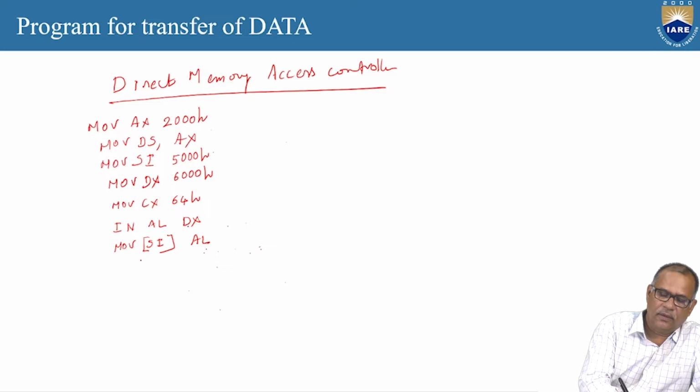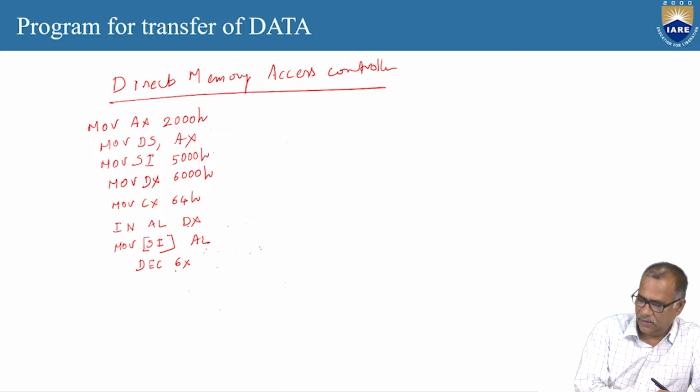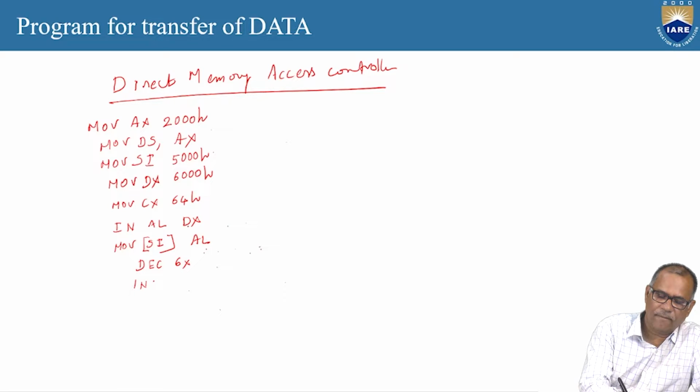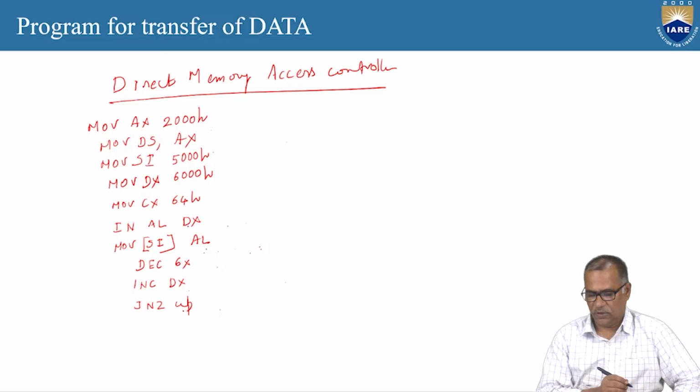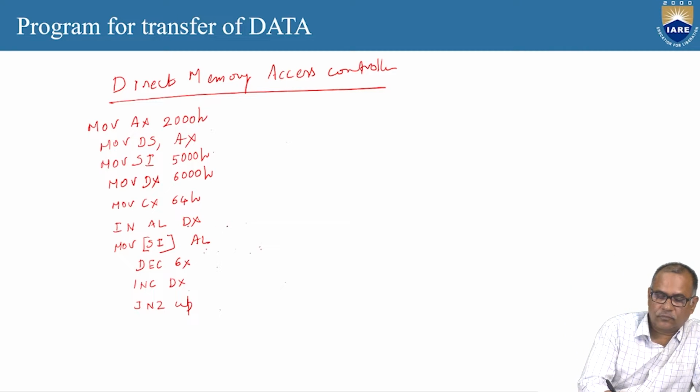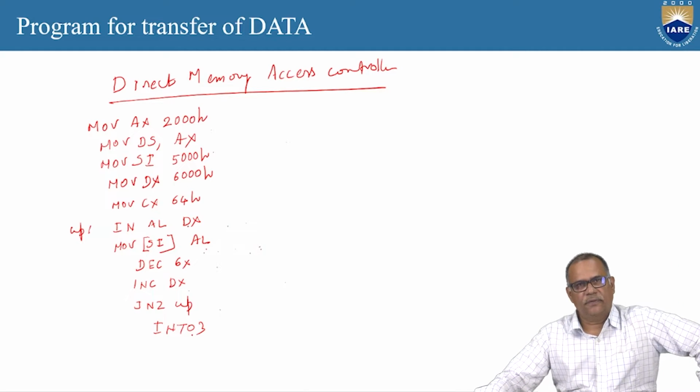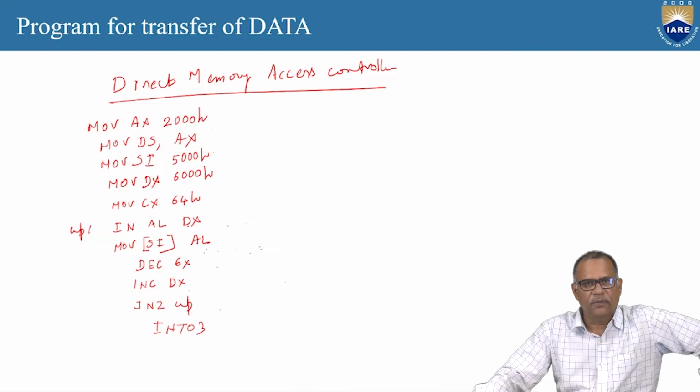So decrement CX, then increment DX, JNZ UP. This is UP, and this is the end of the program. So here the data is transferred from the I/O device to the memory.